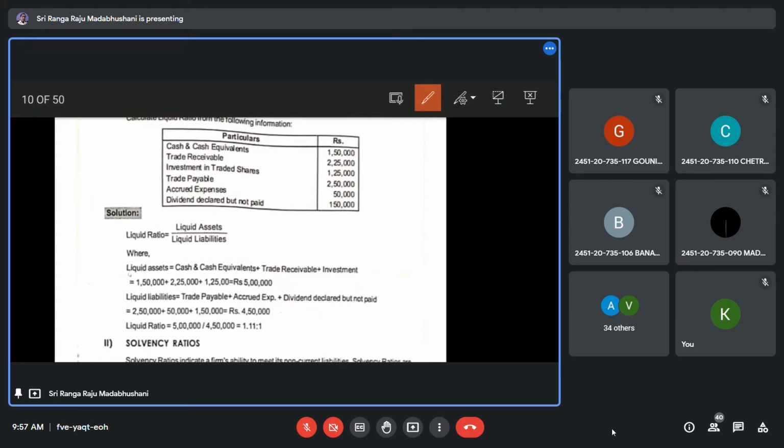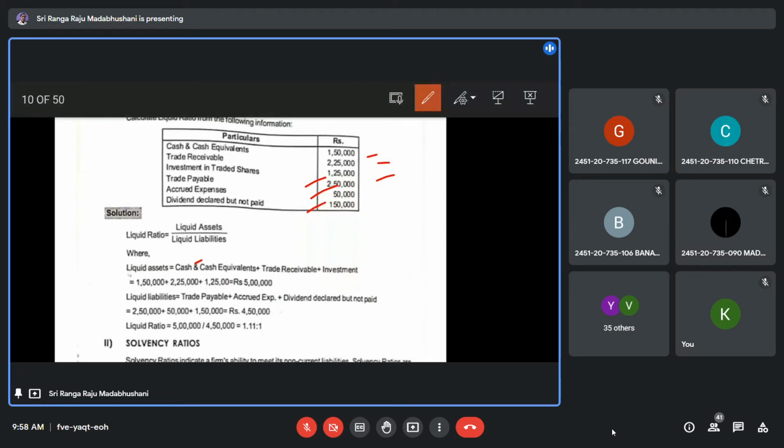So cash and cash equivalents, trade receivables, debtors and trade receivables are the same. Then investment in tradable shares. All these are current assets, quick assets. Then trade payables, current liability or quick liability; accrued expenses, current liability; and dividend declared but not paid, so it's current liability or quick liability.